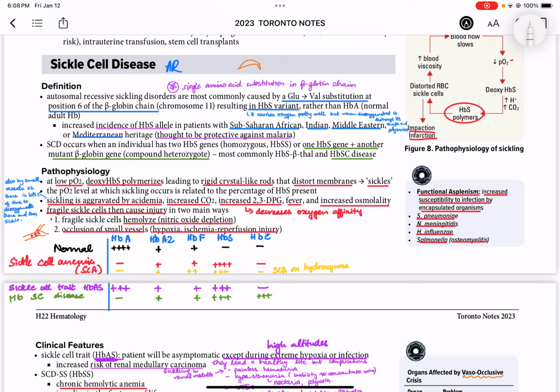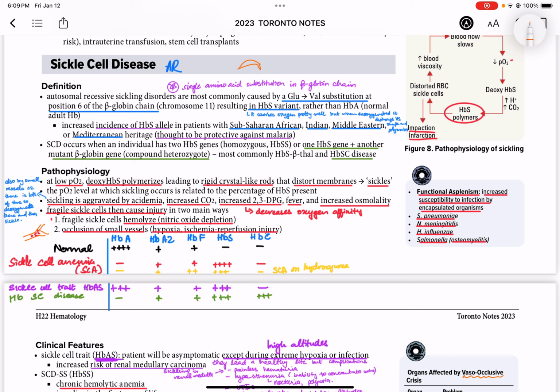And what aggravates sickling? Situations like acidemia, in which hemoglobin has to lose oxygen. In such situations, it loses oxygen and then makes polymers. Situations like increased carbon dioxide and increased 2,3-DPG. This is the enzyme which affects the oxygen carrying capacity of the red blood cell. As it increases, it decreases the oxygen affinity.